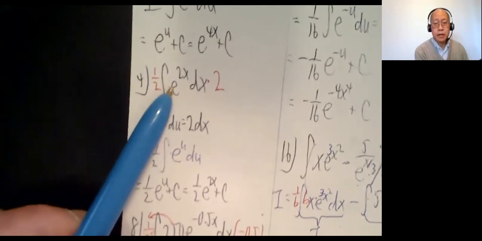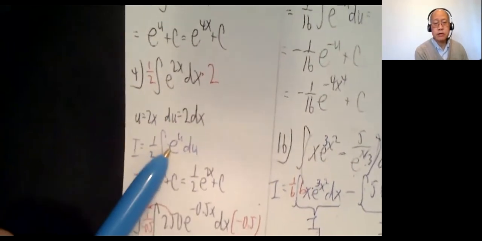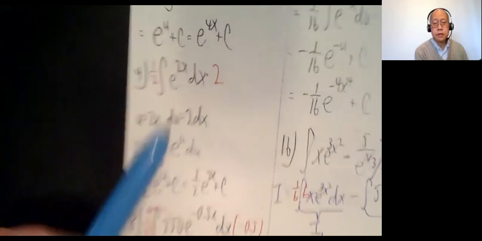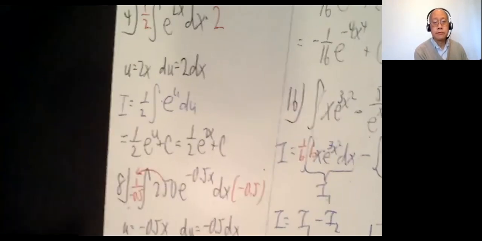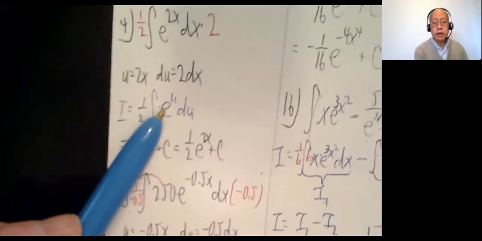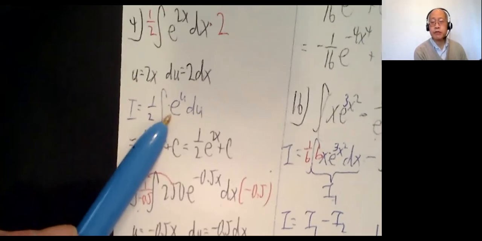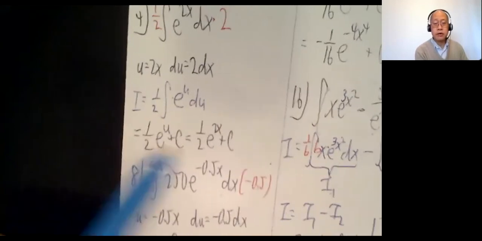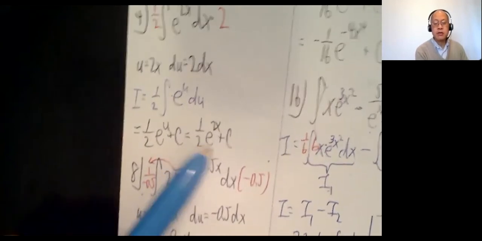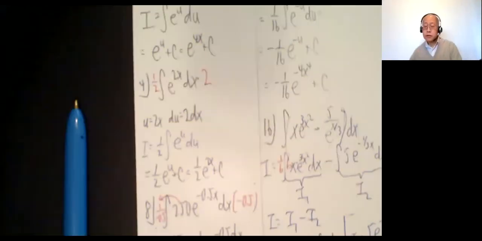Therefore, the next step, e to the 2x becomes e to the u, and 2 times dx, 2 dx is du. So we're ready. The integral of e to the u is itself, because the derivative of e to the u is itself. So 1/2 e to the u plus c. Change u back to what it was: 1/2 e to the 2x plus c. And there we go.